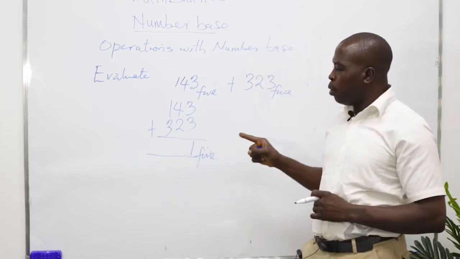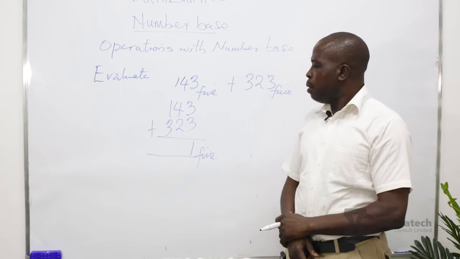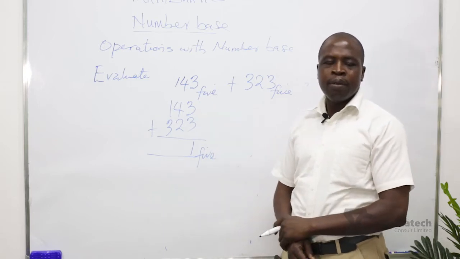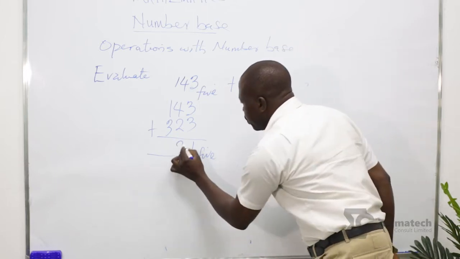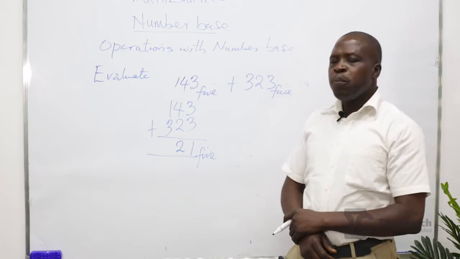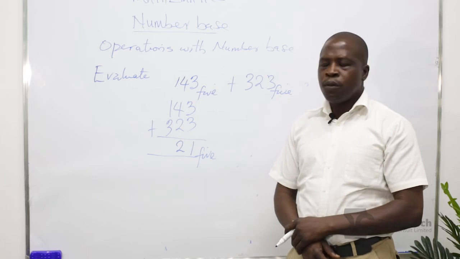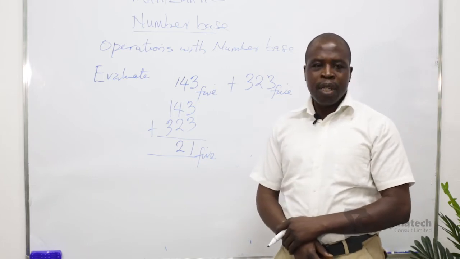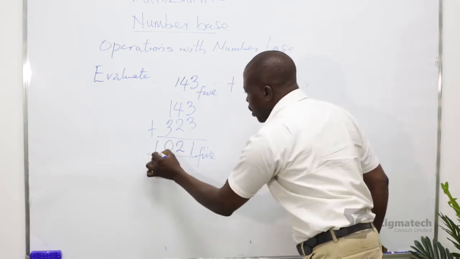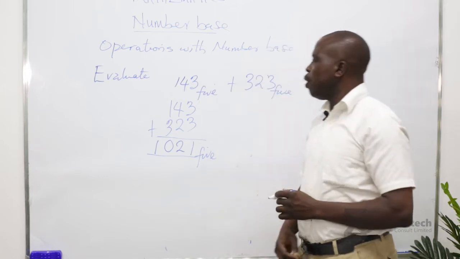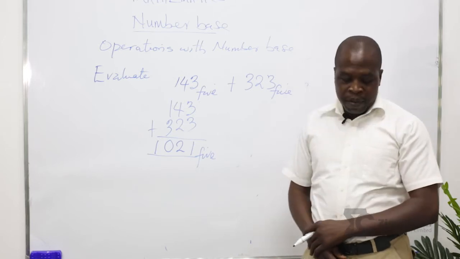Remember, we are writing down only the remaining value. 4 plus 2 is 6, plus 1, 7. 5 goes into 7 once, it remains 2. Now, 1 plus 3 is 4, then plus 1, 5. 5 goes into 5 once, it remains 0. We write it this way, it remains 0, and that one will be the last to be written. Therefore, 143 base 5 plus 323 base 5 gives us 1021 base 5.